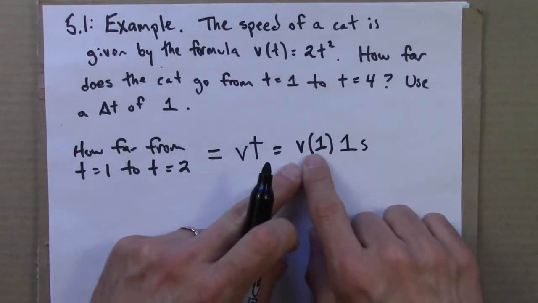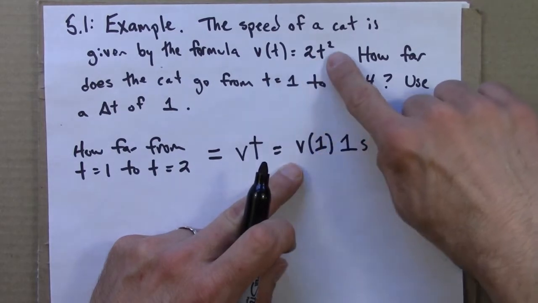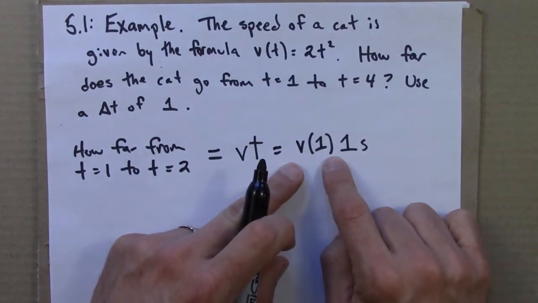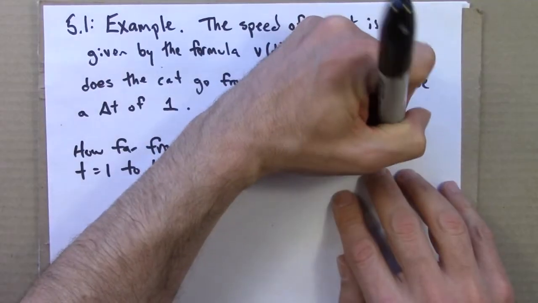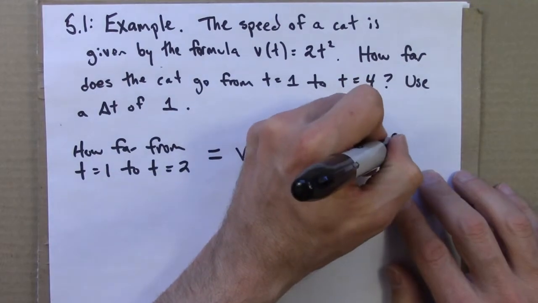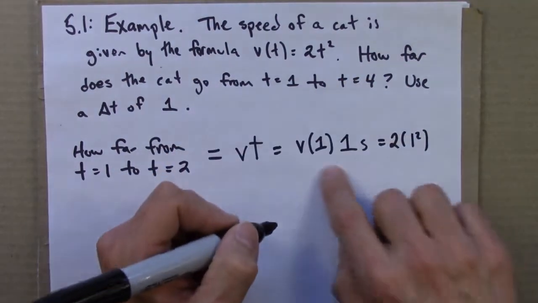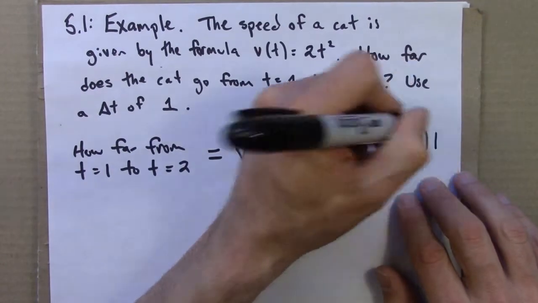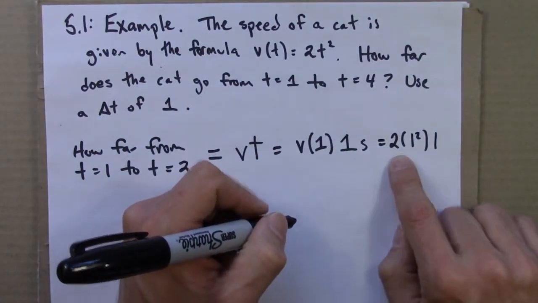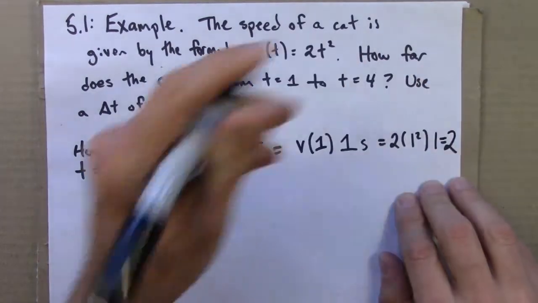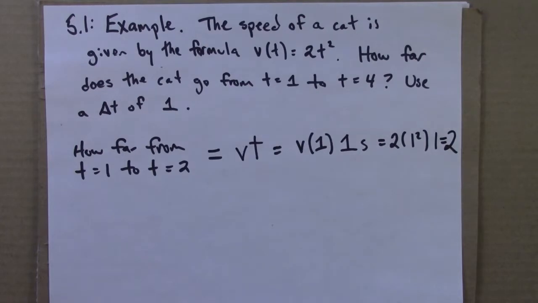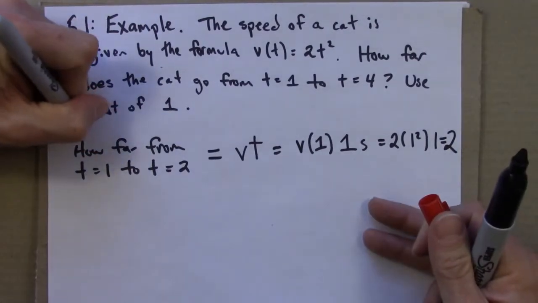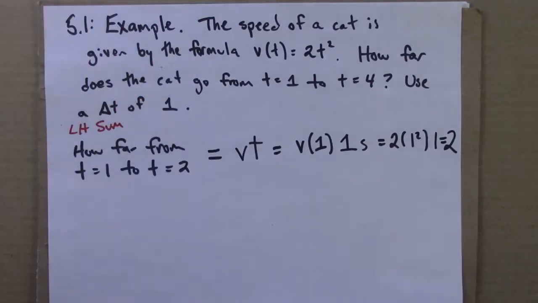Now the left-hand value, I know what that is. I have a formula for it. Before, you read this off a graph or a table. Now you just need to plug into the formula. What's v of 1? Well, we just plug in. v of 1 is 2 times 1 squared times this t, that's also a 1. And 1 squared times 1 is 1, so this whole thing is 2. So that's how far it goes from t equals 1 to t equals 2, and this is a left-hand sum.